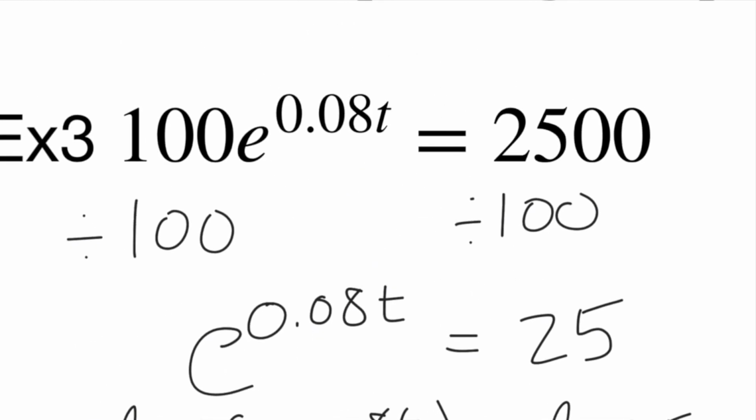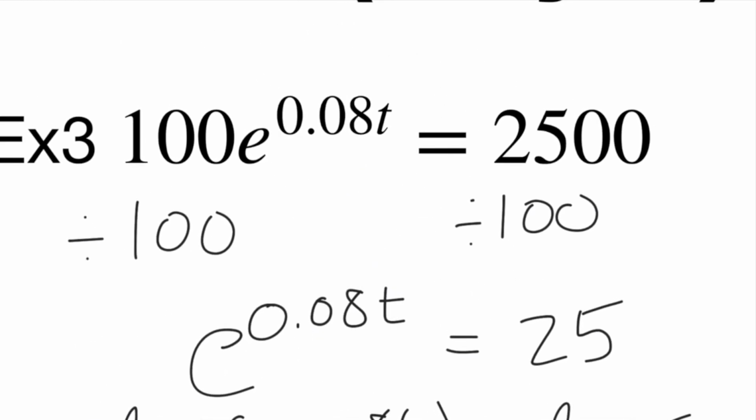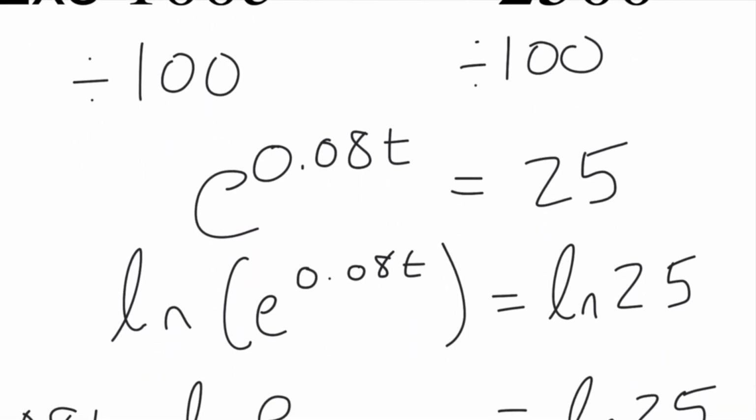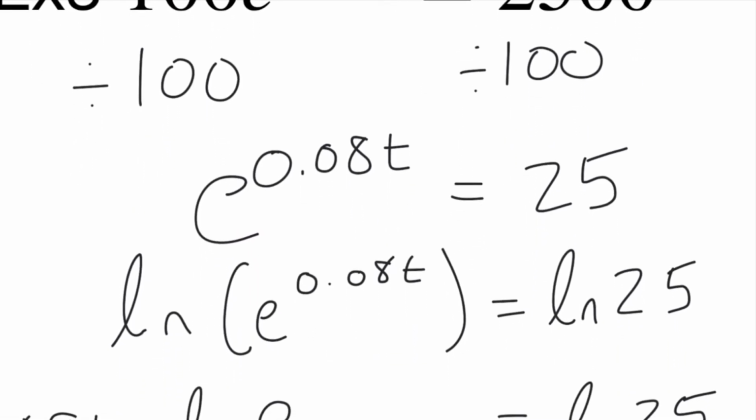Here, we've got an exponential equation. This is 100 times e to the 0.08t is equal to 2500. Well, what you can do is divide both sides by 100 first to get rid of this term, and you're just left with e to the 0.08t is equal to 25.